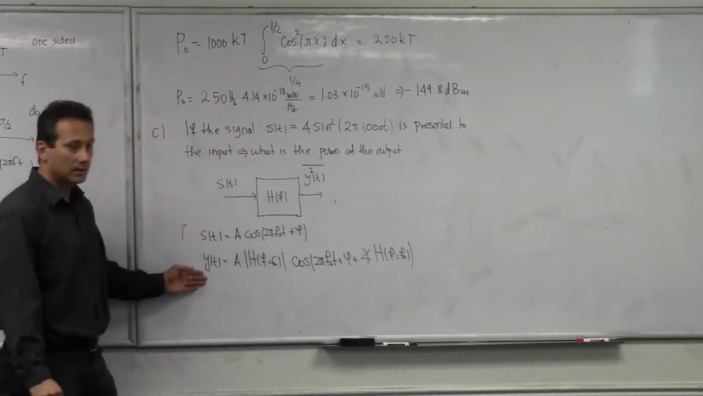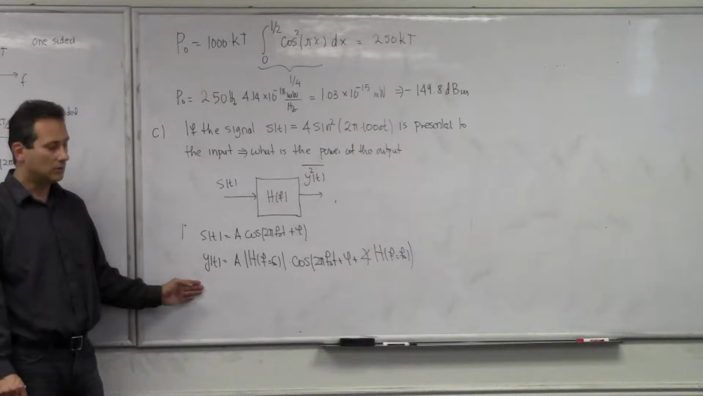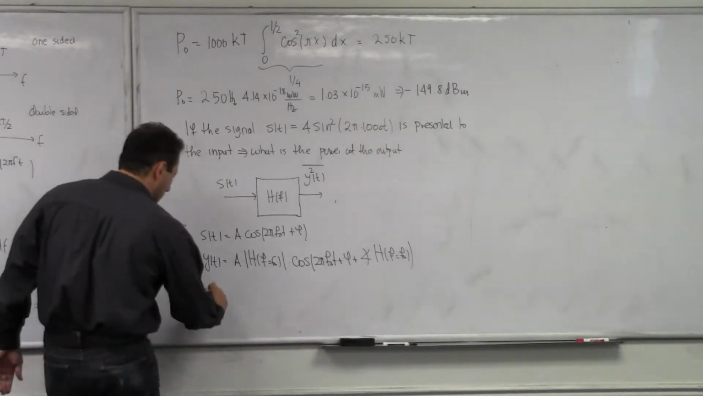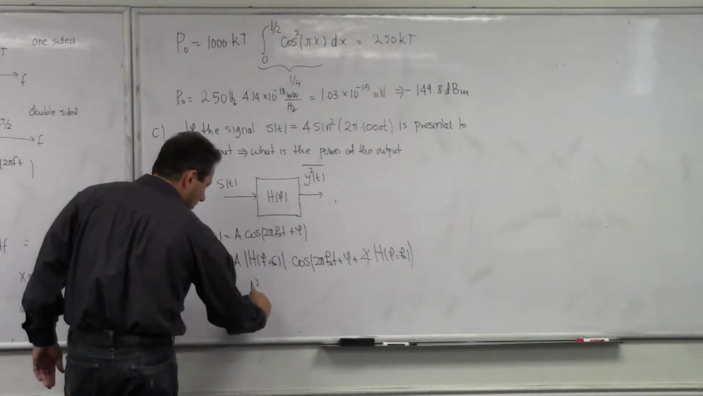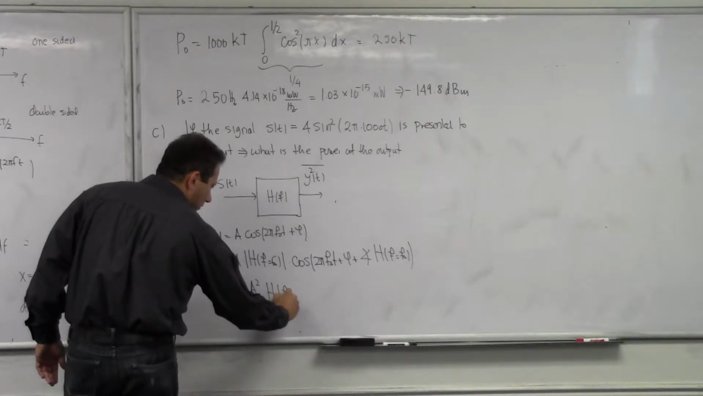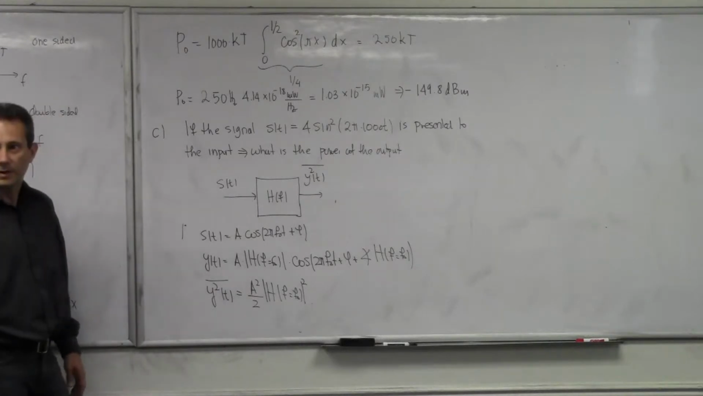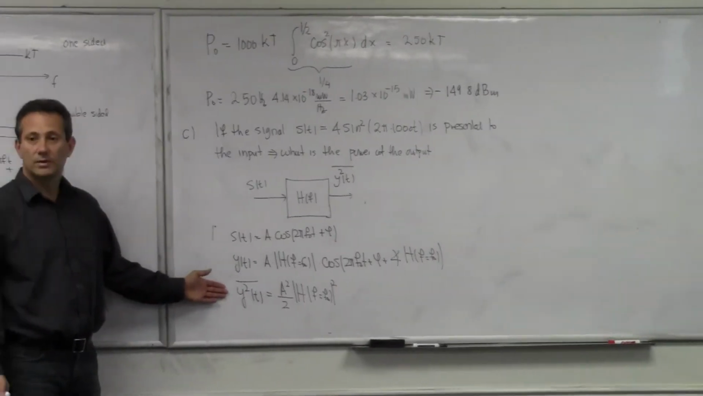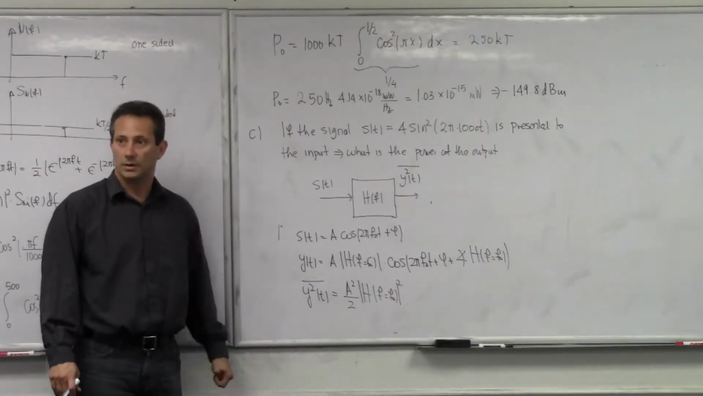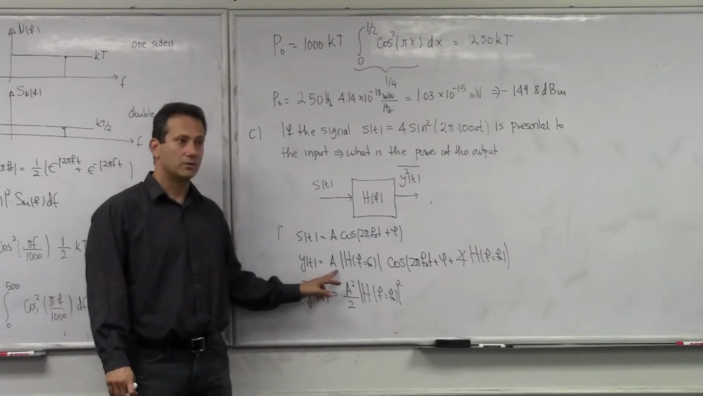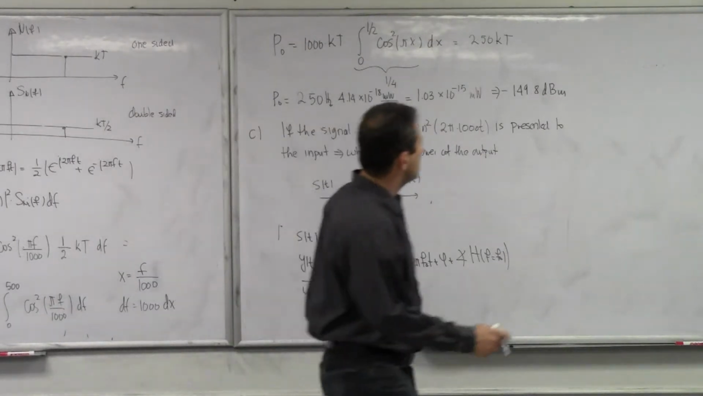That's how we calculate. We don't actually even calculate, we just write it out. We know this. Now, what is the power of y of t? It is A squared over 2 times the magnitude of H at f equals f0, squared. So that's the power of the output. You agree? Magnitude squared, and the magnitude is the magnitude of the input times the magnitude response of the circuit.